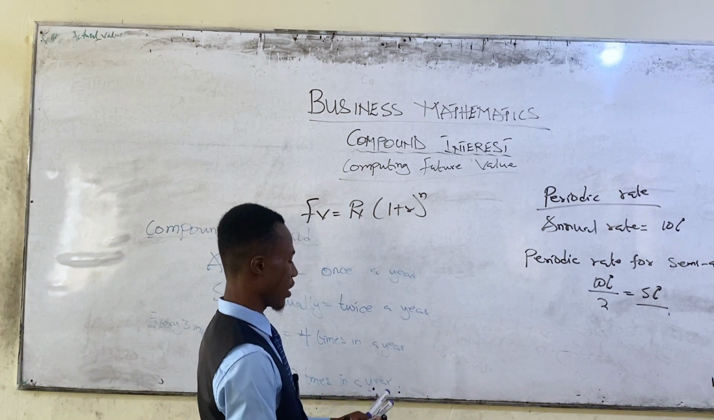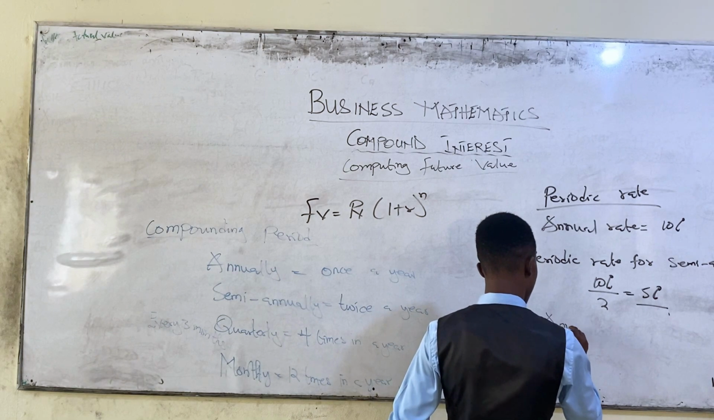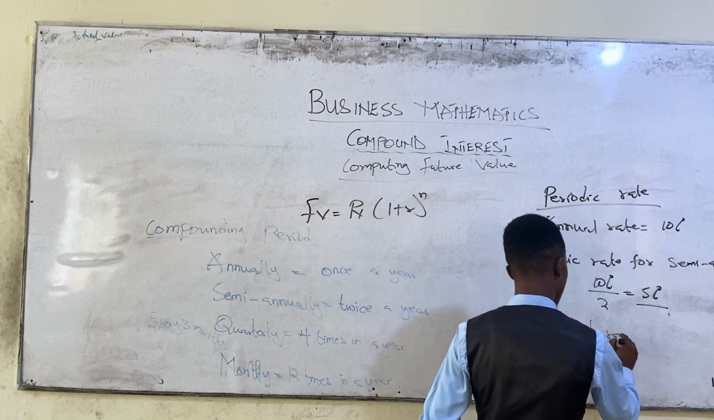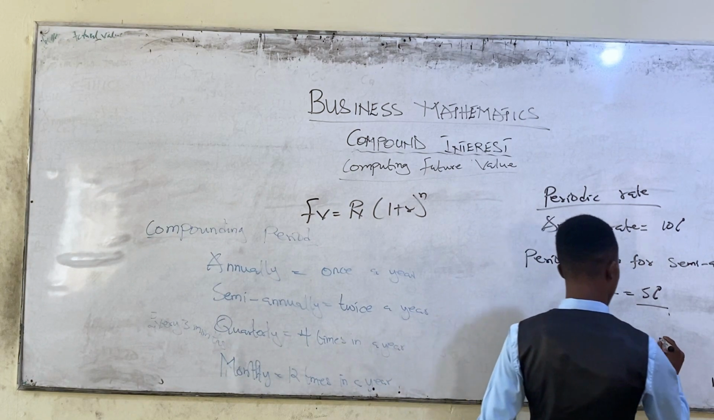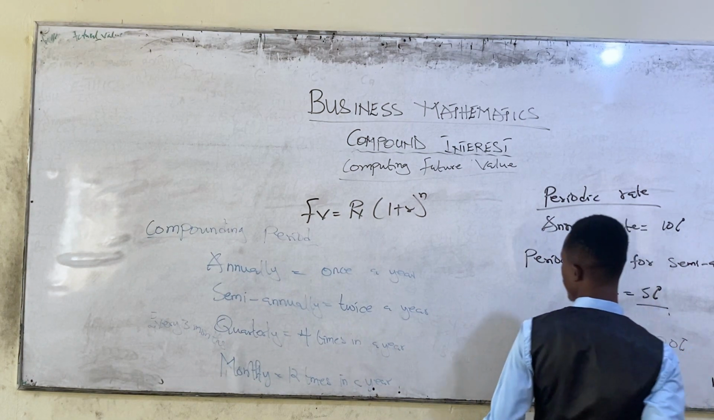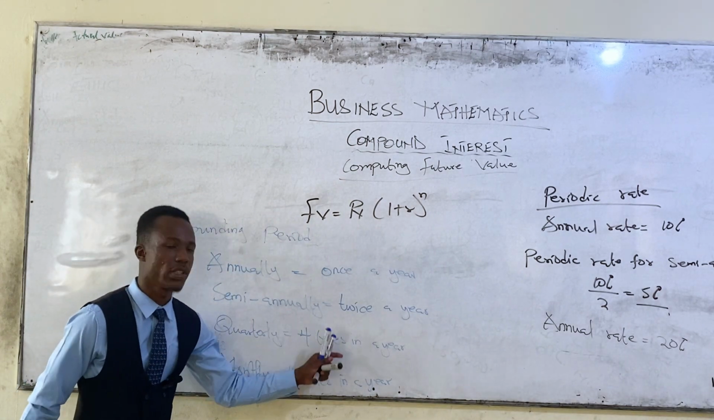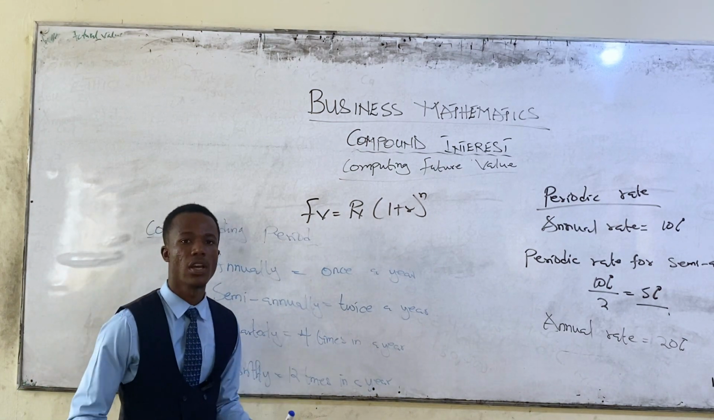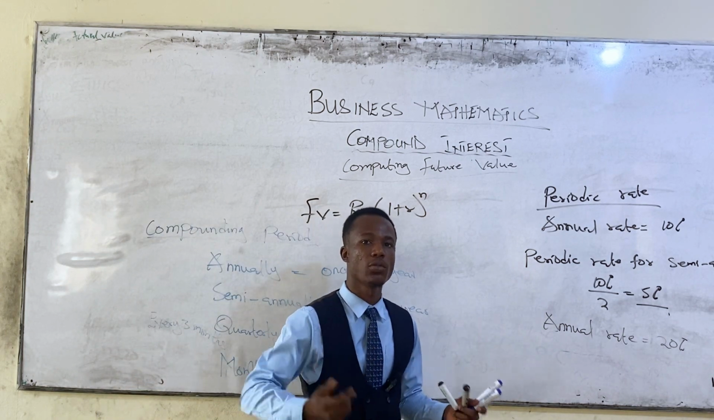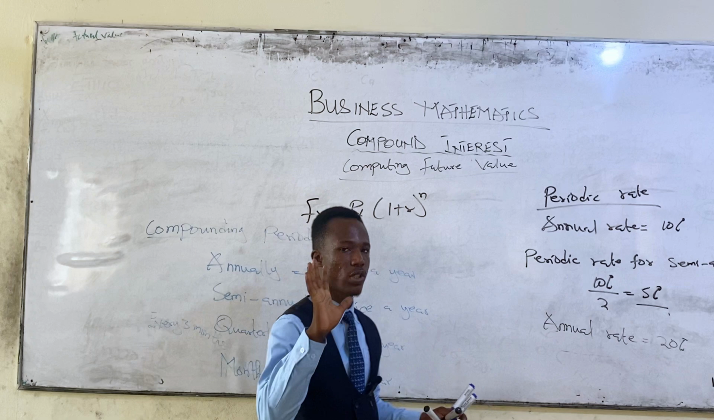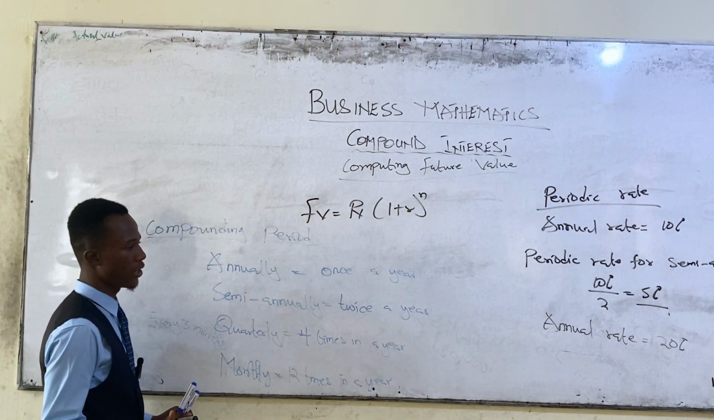Then let's look at another example. They can give you an annual rate to be, let's say, 20%. Then the loan is compounded quarterly. It means the loan is compounded 4 times in a year. The loan is compounded 4 times in a year means I'm supposed to calculate the interest on the loan 4 times in a year. So it means every 3 months I'm supposed to calculate the interest.